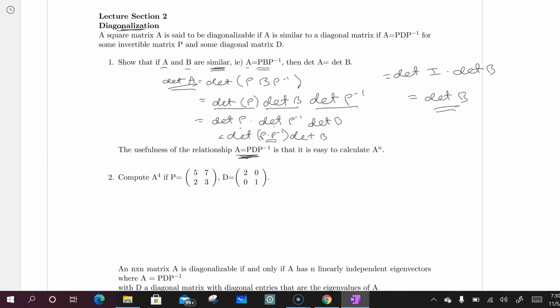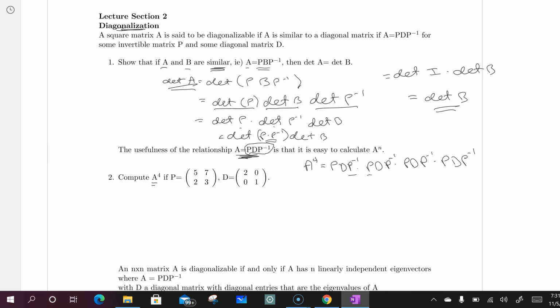And so why we like this is because it's an easy way to compute the matrix A to lots of powers. So let's look at A to the fourth. If every time I have an A, I write PDP inverse, I'll have PDP inverse times PDP inverse, PDP inverse, PDP inverse. Okay, so 4 of them.